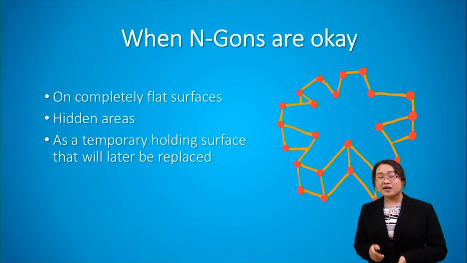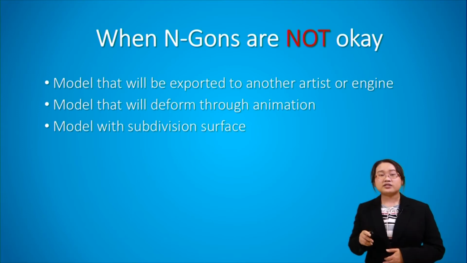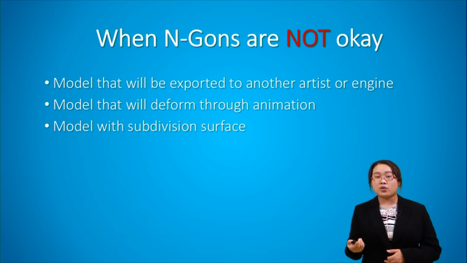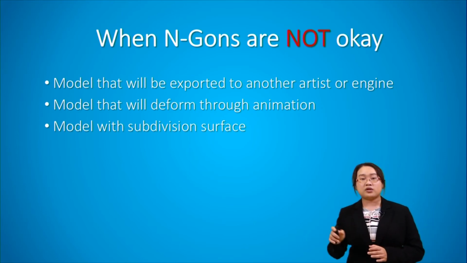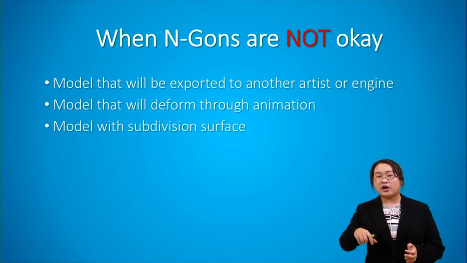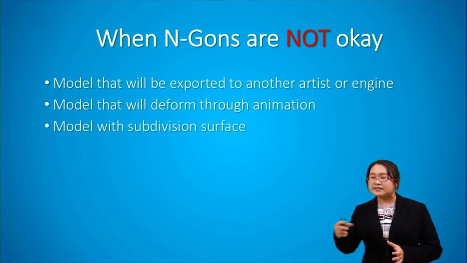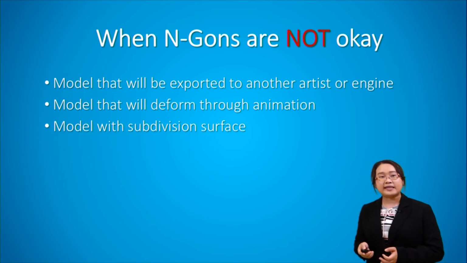So let's see what are some cases where n-gons are not okay. N-gons are not okay in several cases. For example, if you are going to send your model to other artists, they will not know if you have n-gons in there, so that will be a problem for them. Another case is if you are going to export your model and use it in other software. For example, if you are working in Blender on the model and you are going to export it to use in Maya, there might be some problems during the transition, so you should avoid that.